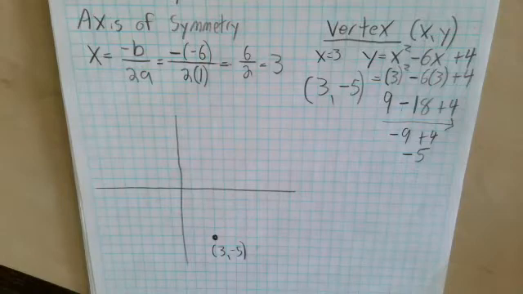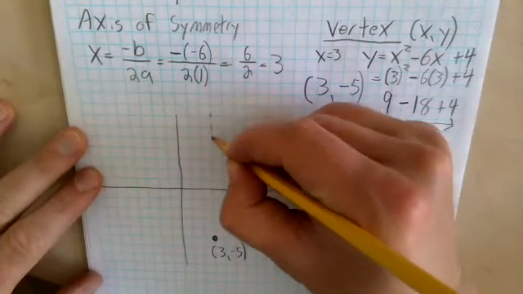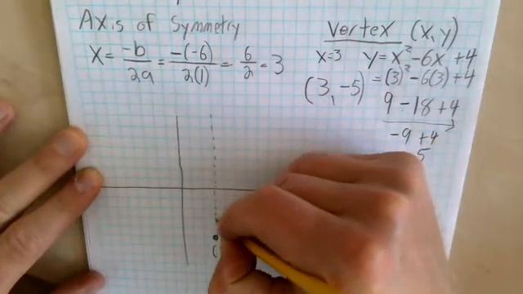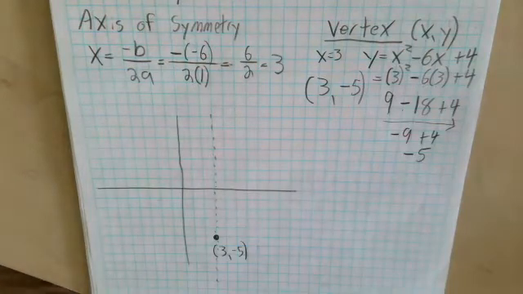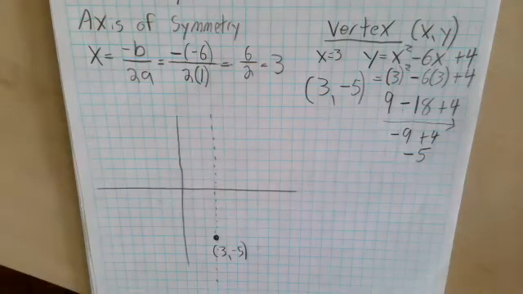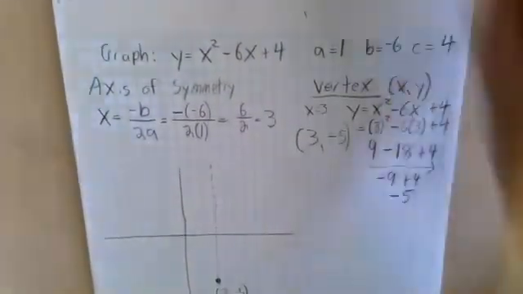Now, the other piece of information that we know is our axis of symmetry. So let's draw that with a dotted line of where our parabola is going to be folded in half. And the axis of symmetry always, always, always goes right through our vertex. Questions so far?